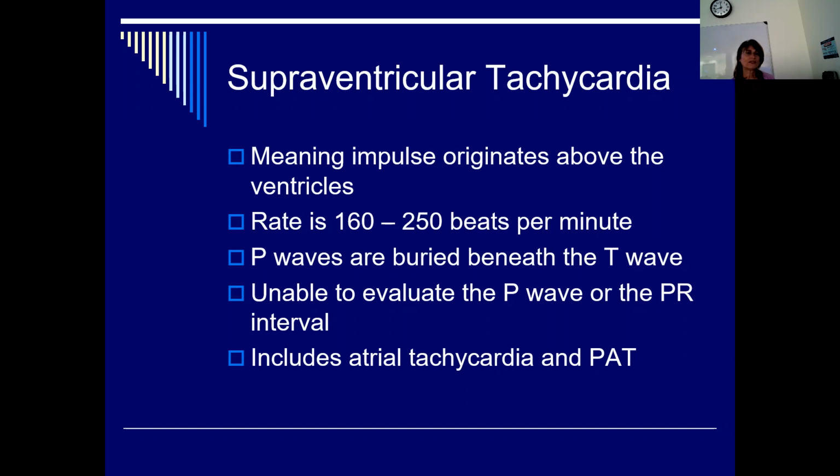All right, so for SVT, the impulse originates above the ventricles. The rate is fast, 160 up to 250 beats per minute. You don't see the P waves, they get buried under the T wave. You're unable to evaluate the P wave or the PR interval. And then there are different names for SVT. Supraventricular, above the ventricles. It can be referred to as atrial tachycardia.